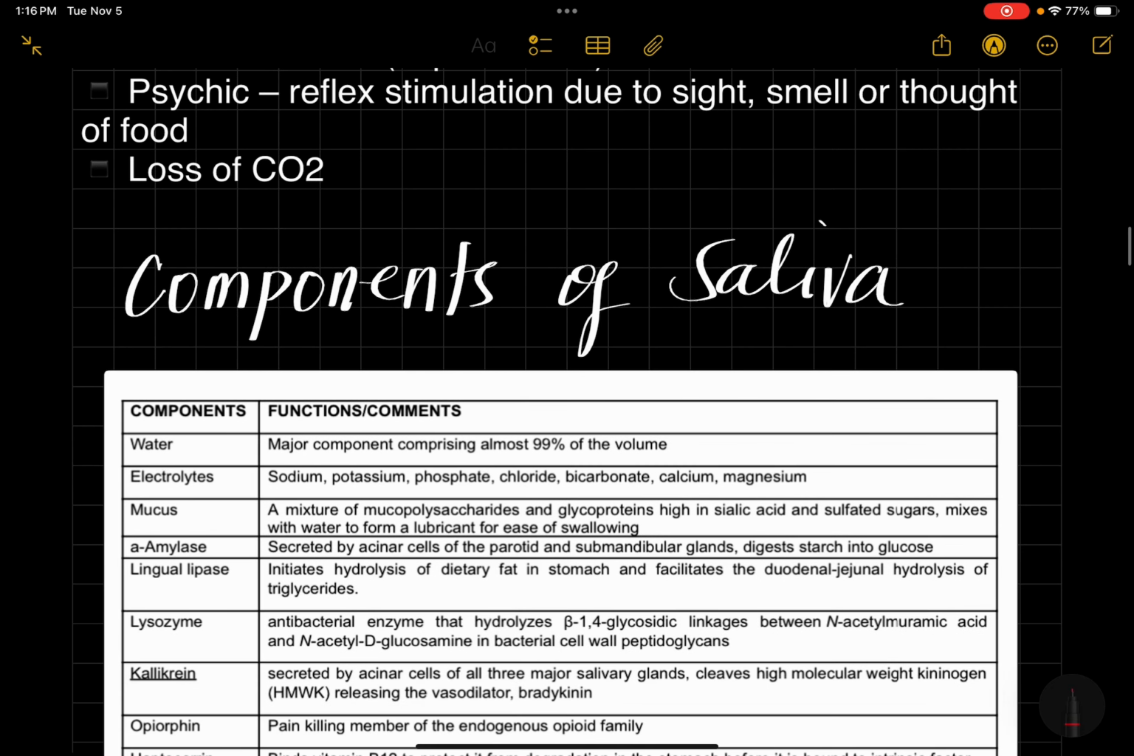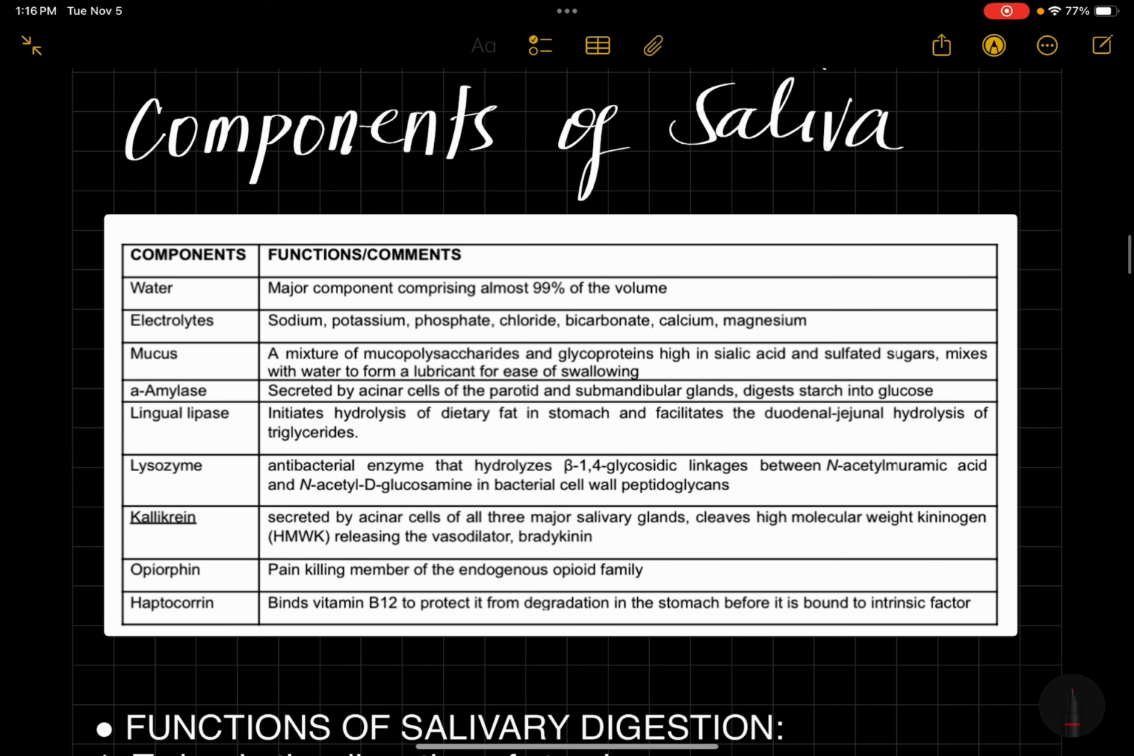We have many components of saliva. One is water, the major component comprising almost 99% of the volume. We have electrolytes: sodium, potassium, phosphate, chloride, bicarbonate, calcium, and magnesium. We have mucus, a mixture of mucopolysaccharide and glycoprotein high in sialic acid and sulfated sugar mixed with water to form a lubricant to ease swallowing.